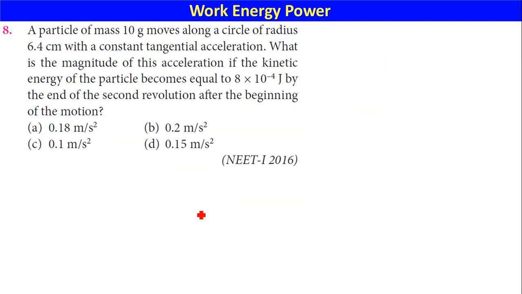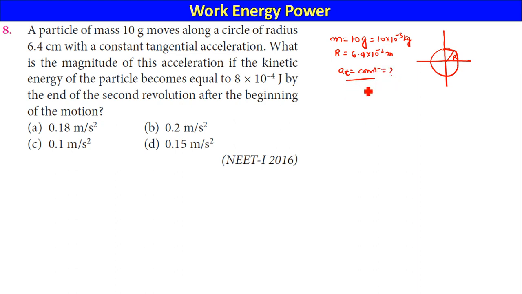Yes. A particle of mass 10 grams moves along a circle of radius r, let us say. That r value is 6.4 into 10 power minus 2 meters. So it is nothing but 10 into 10 power minus 3 kg. I am trying to convert everything into SI units, with a constant tangential acceleration. So tangential acceleration is a constant. What is the magnitude of this acceleration?